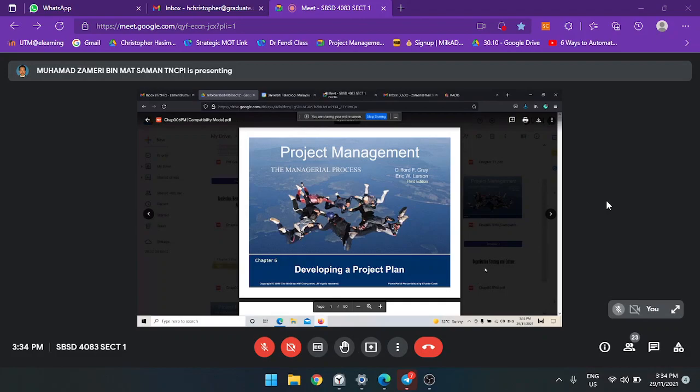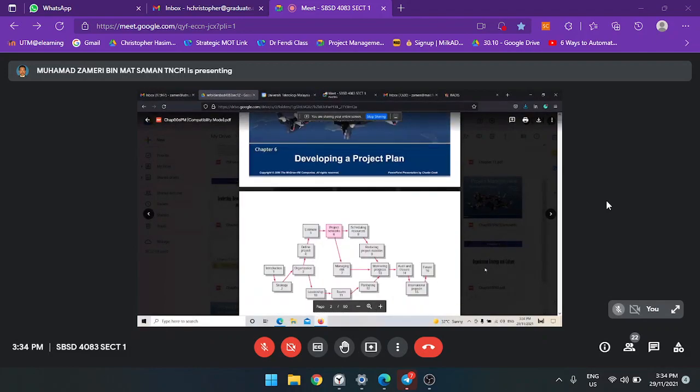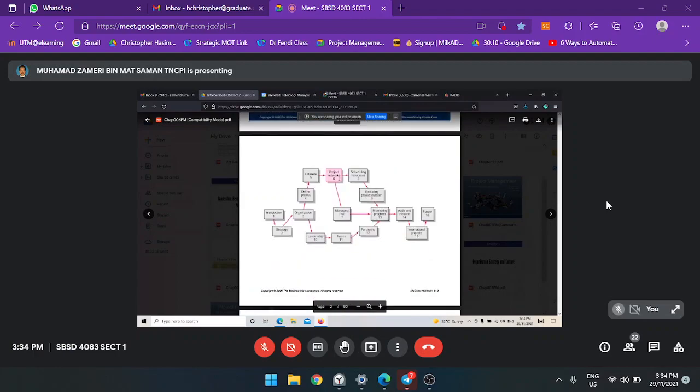Okay, developing a project plan. So this is when we already identify the activities in the WBS, work breakdown structure. When we already identify the person in charge, that is the OBS, organization breakdown structure. And then we already have data for the time and cost. So after that, we can plan our project. So this is developing a project plan. So we're now in chapter 6 here. And today, I think we go to chapter 7, and we finish our class today.